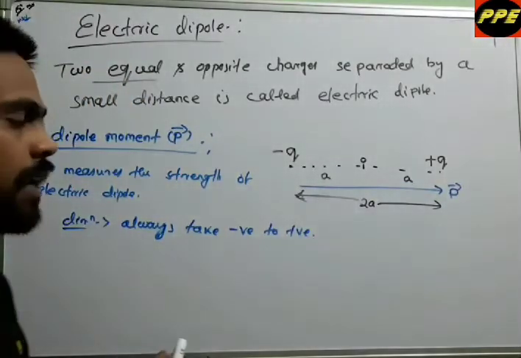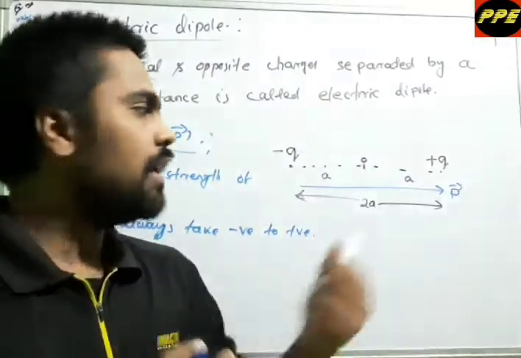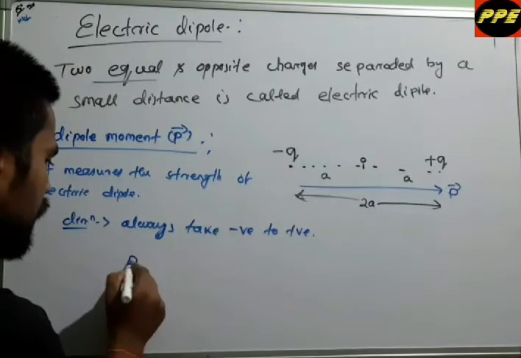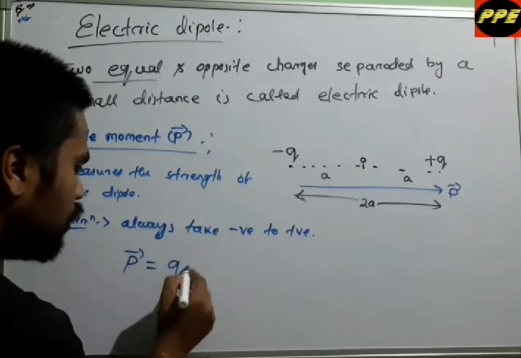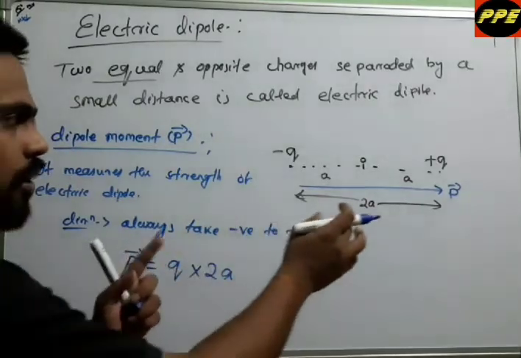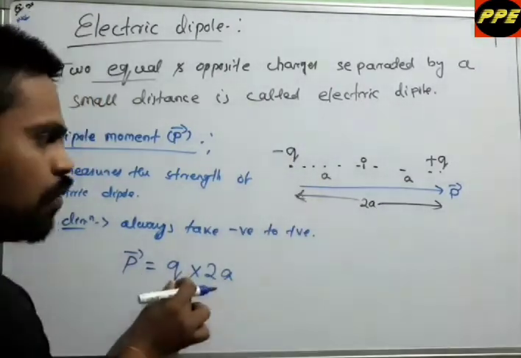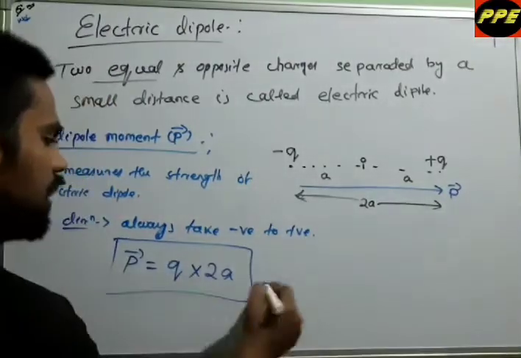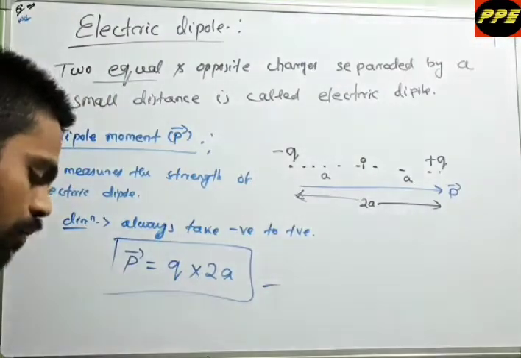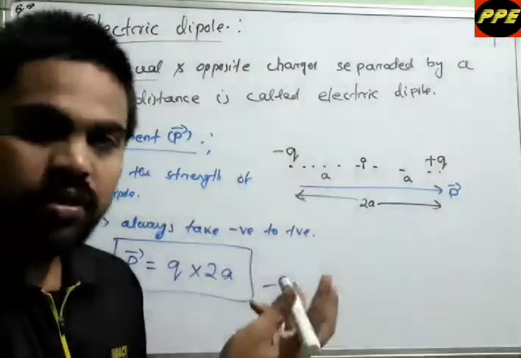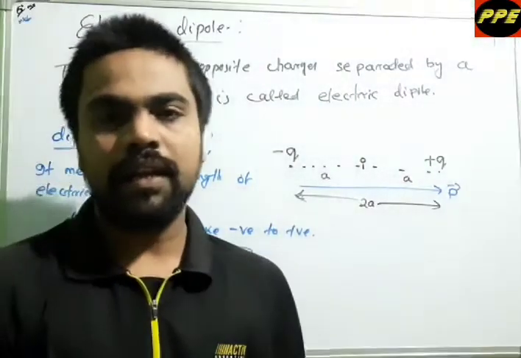So dipole moment measures the strength of the electric dipole. So how much? Just see, there is a formula: p vector is equal to q into 2a. It is the product of any one charge, q, and the distance between them. That is the electric dipole moment. Okay, dipole moment measures the strength of the electric dipole.